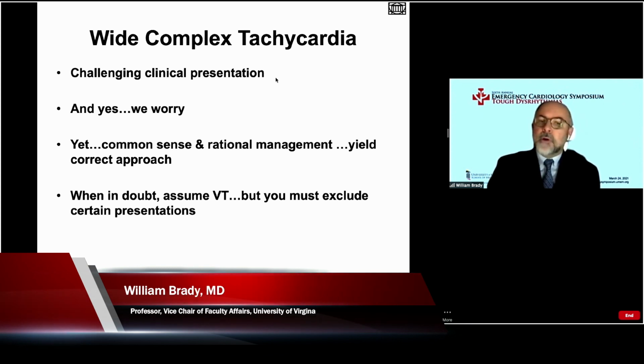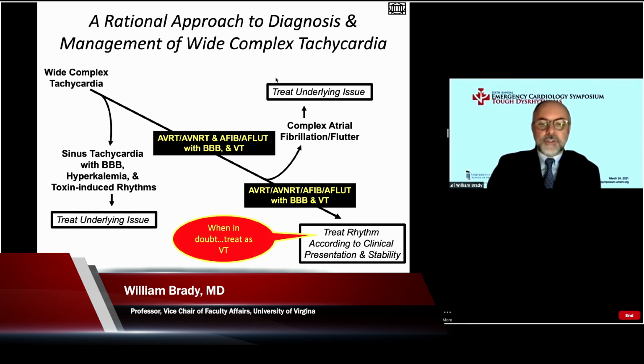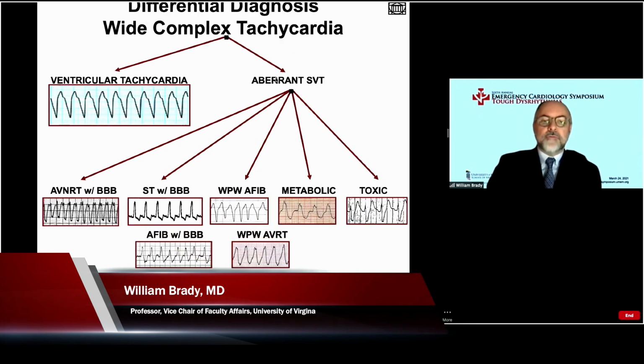That's true in most cases, but there's a couple of entities in this differential diagnosis that we need to exclude, and we'll go over those. So this is the way I approach management of wide complex tachycardia, both from a diagnostic perspective as well as a treatment perspective. But before we get to this, let's review some background first.